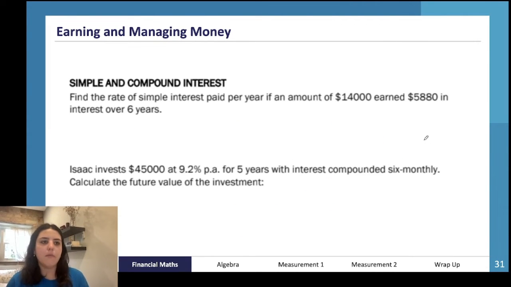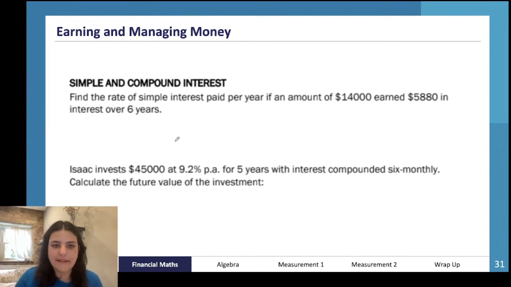Okay, we're also just going to do this question as our very last. Find the rate of simple interest paid per year if an amount of $14,000 earned $5,880 in interest over 6 years. So this is where we're actually turning it around. We know that it was simple interest and it earned $5,880. We know that our principal was $14,000.